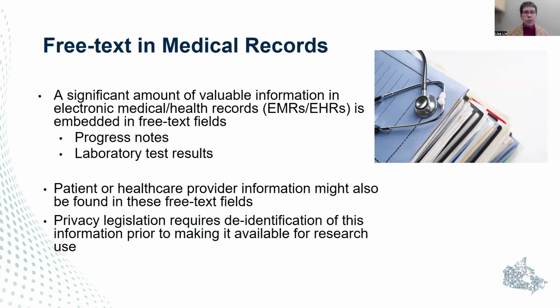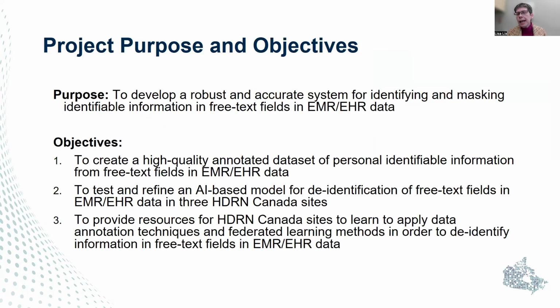from health records. And so hence HDRN Canada was interested in supporting a project that would enable us to explore methodologies and also processes that we could use in order to develop a robust and accurate system for identifying and also masking identifiable information in free text fields in electronic health data. And with that, we put together a project proposal that came from the Algorithms and Harmonized Data Working Group around what we wanted to achieve.